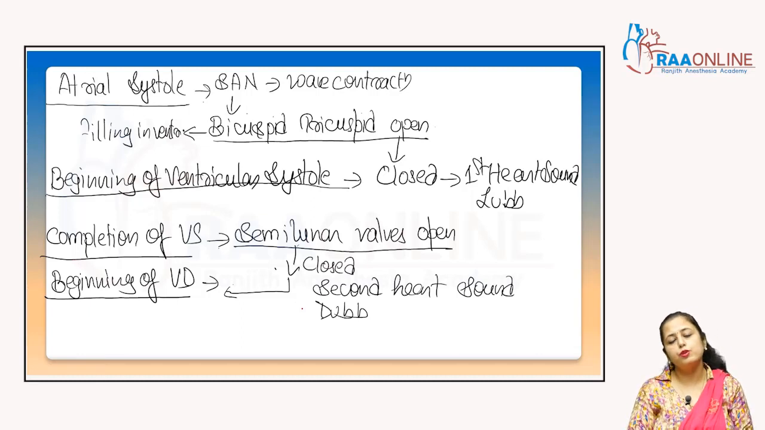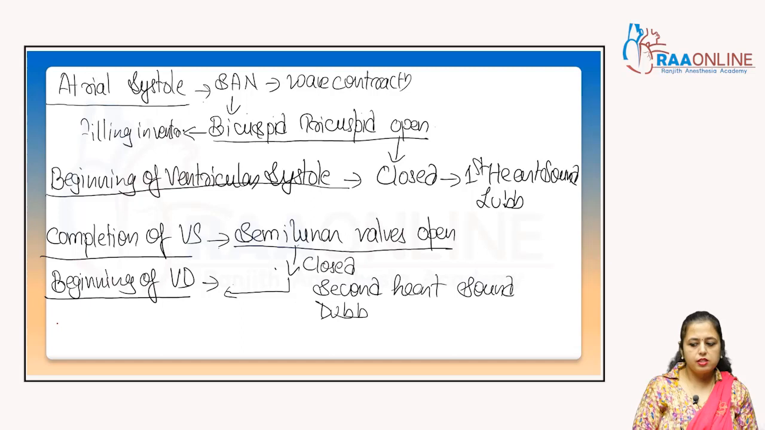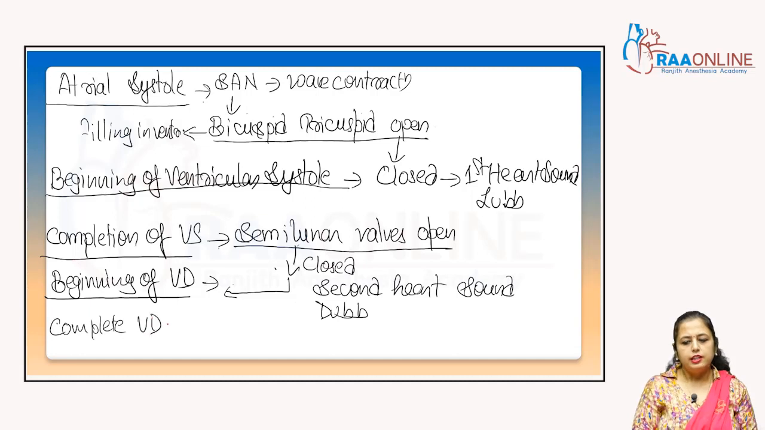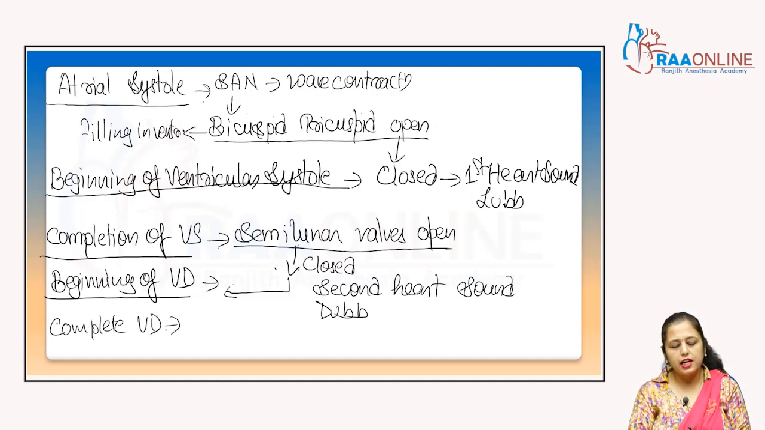So the first heart sound is produced during the closing of the bicuspid and tricuspid valves, and the second heart sound is produced during the closing of the semilunar valves, right? So this is all about the cardiac cycle, and the last stage is the completion of the ventricular diastole. That means again as pressure decreases in the ventricles and stimulation goes, they are empty now, right?